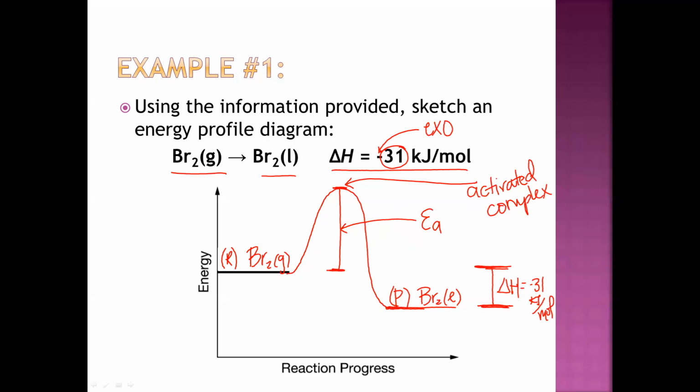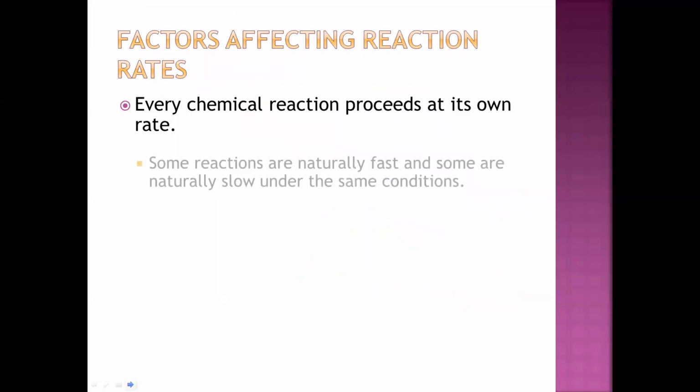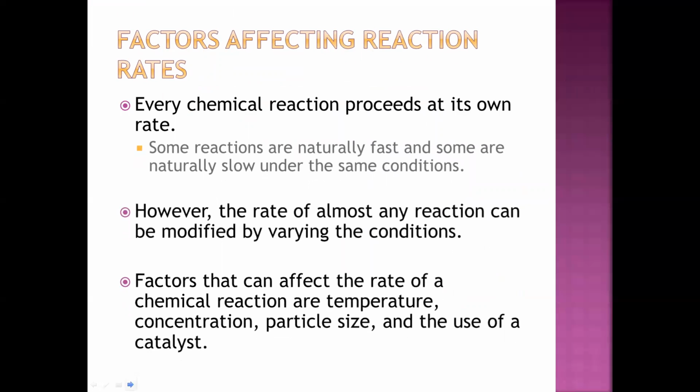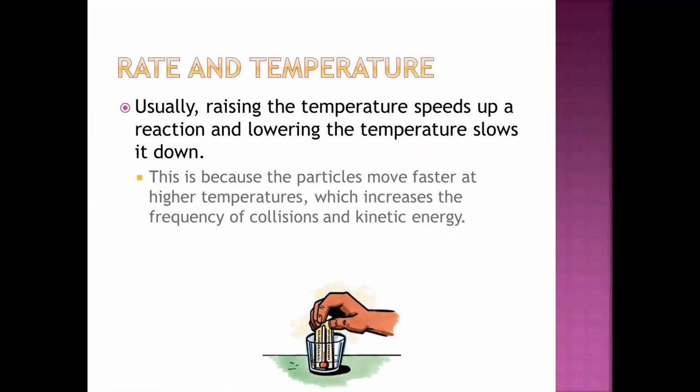Okay, so along with having enough energy and having the right orientation, then we have some other factors that affect the reaction rate, because every reaction proceeds at its own rate. Some are very fast and some are very slow, like we said at the beginning. So you can usually vary the conditions to modify the rate of the reaction. And so we can modify that by changing the temperature, changing the concentration, changing particle size, and using a catalyst. So first of all, let's change temperature.